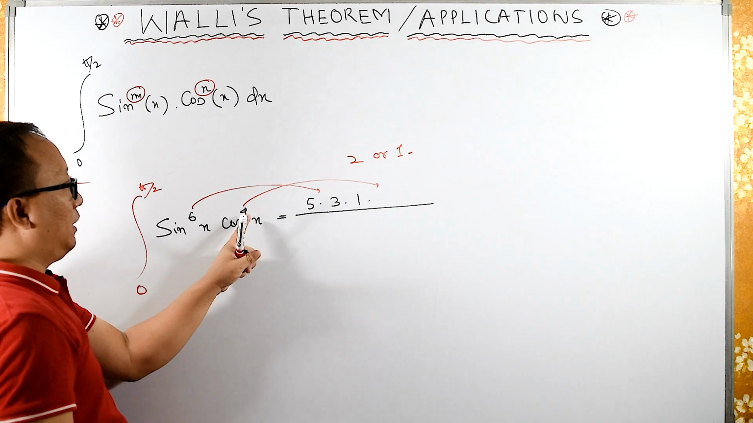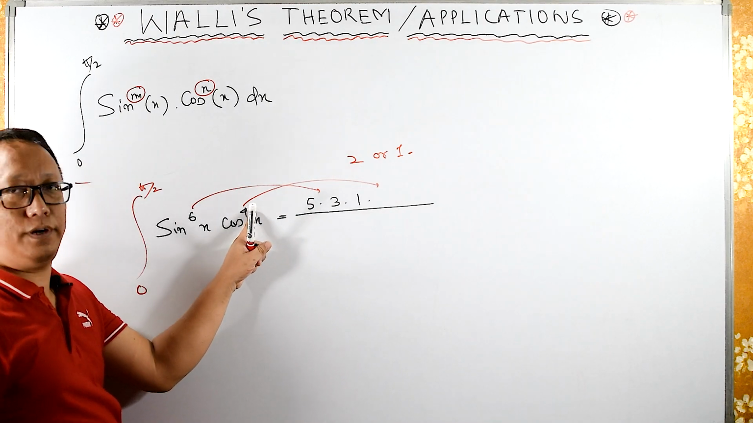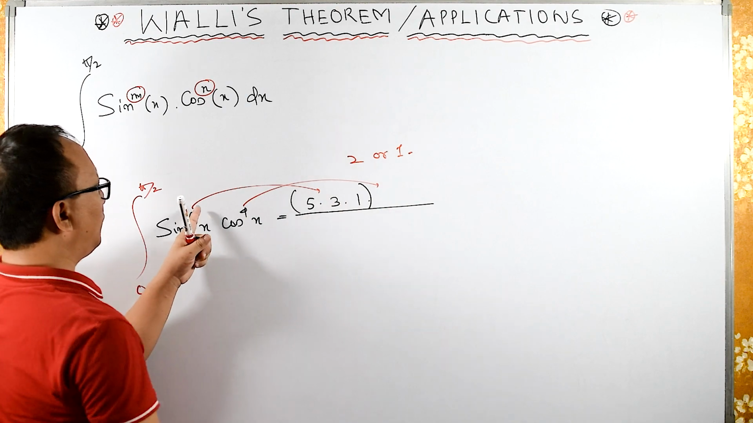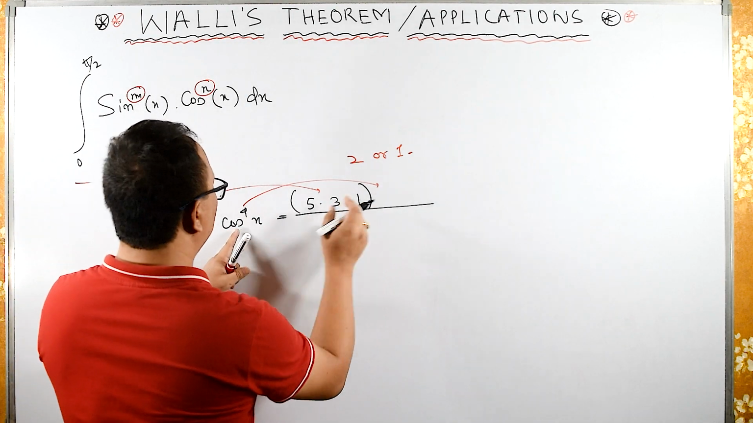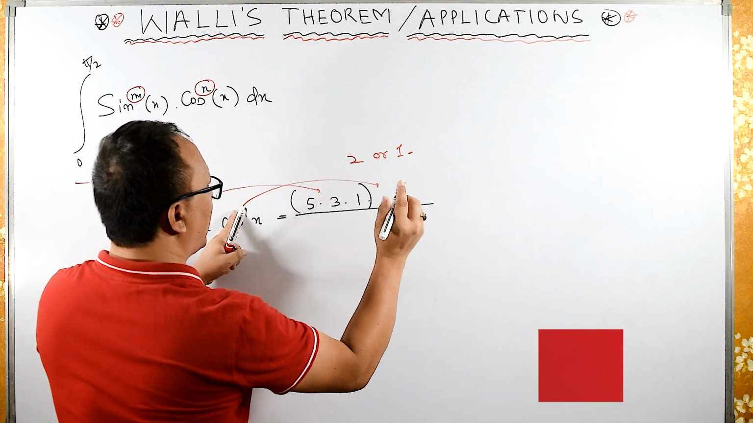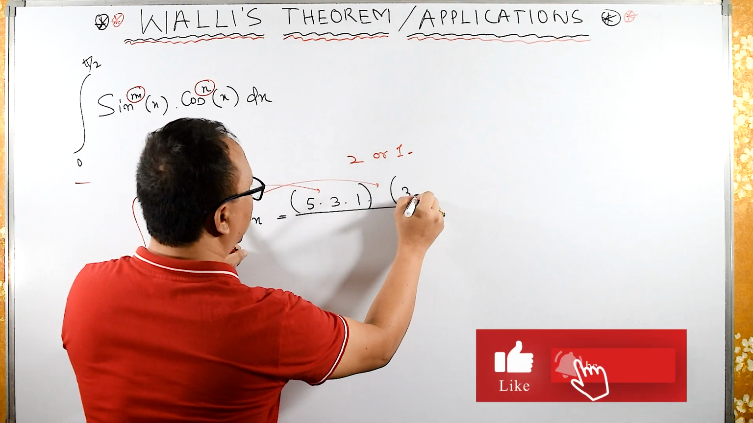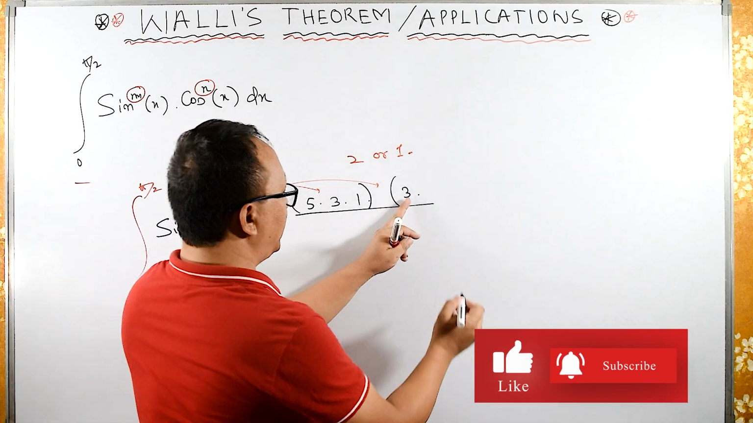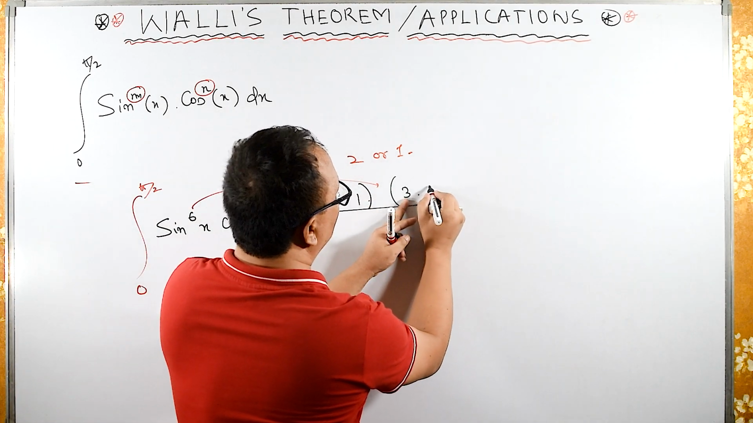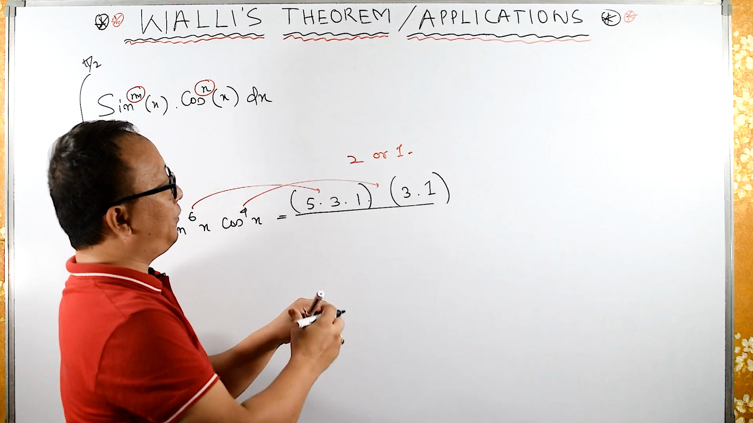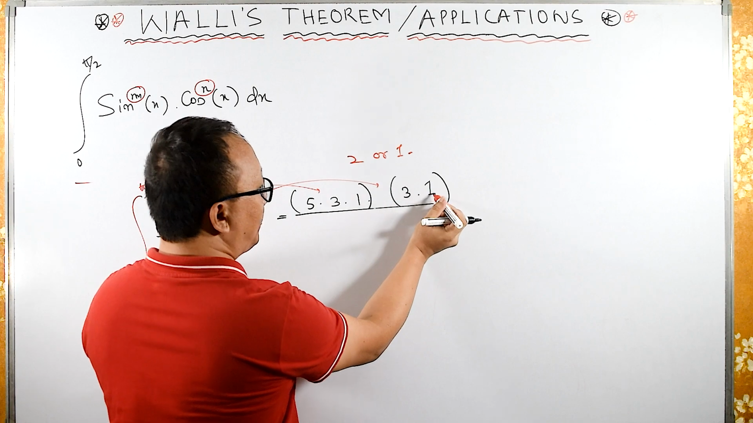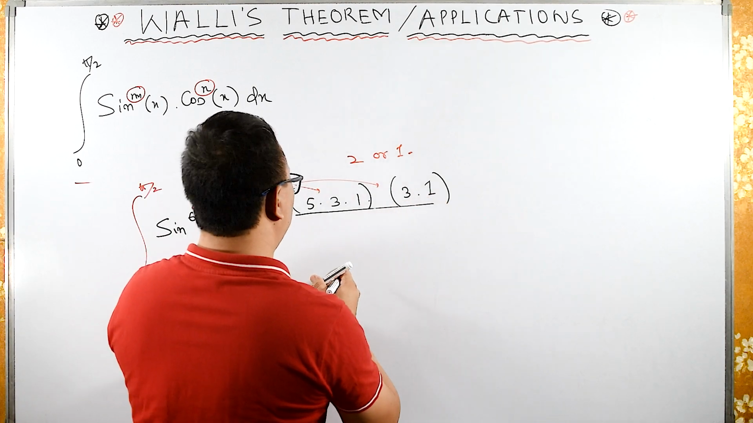How about cos? Similarly, from 4 decrease 1, that means 3. This was the component for sine, now what about the cos 4 component? From 4 decrease 1, that means 3. From this 3 you keep on decreasing 2. 3 minus 2 is 1. You have to stop if you have a term either 2 or 1. Here I have 1, I stop over here.